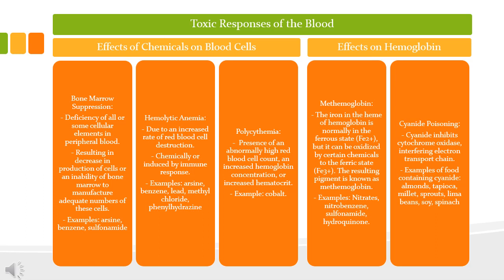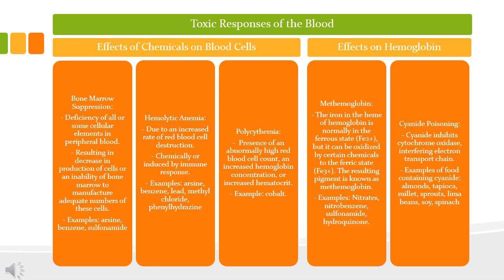Next, we will move on to the effects on hemoglobin. First is the methemoglobin, which is the iron in the heme of the hemoglobin is normally in the ferrous state of iron 2+, but it can be oxidized by certain chemicals to the ferric state, which is iron 3+. The resulting pigment is known as methemoglobin. Examples of causative toxic are nitrates, nitrobenzene, sulfonamide, and hydroquinone.